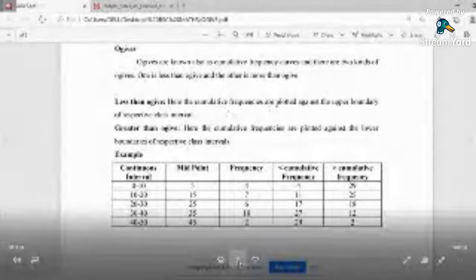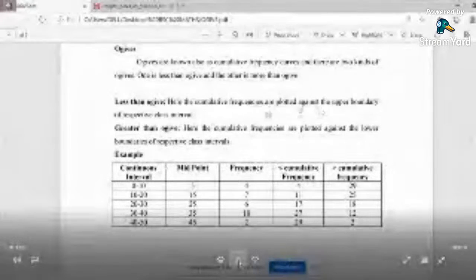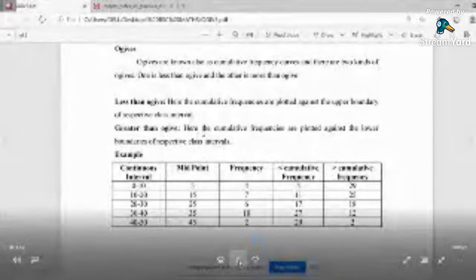Another is the Ogive curve. We have two types of Ogive curves: the less than cumulative frequency curve and the greater than cumulative frequency curve. In the less than Ogive, the cumulative frequencies are plotted against the upper boundary of the respective class interval. In the greater than Ogive, the cumulative frequencies are plotted against the lower boundaries of the respective classes.